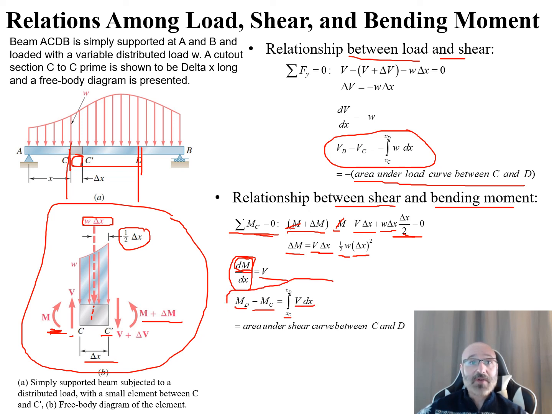So now we have an integral again, and this is the area under the shear curve between our C and our D. Again, pay attention: the top one is the area under the load curve, and this one is the area under the shear curve. So those are our two governing equations that show us the relationship between load and shear with this relationship here, and between our shear and bending moment with this equation right here.